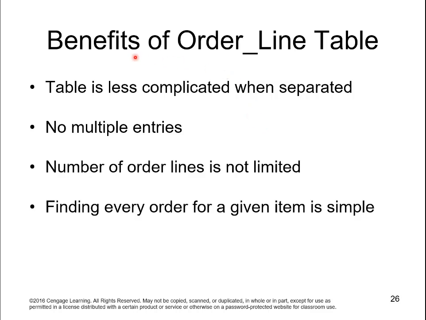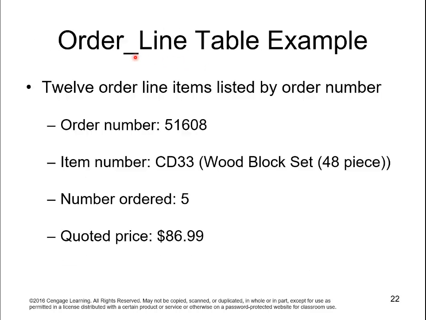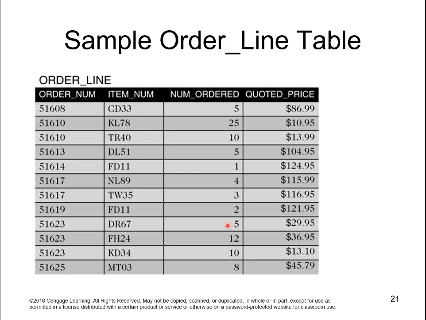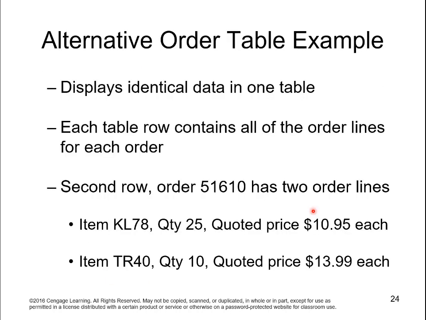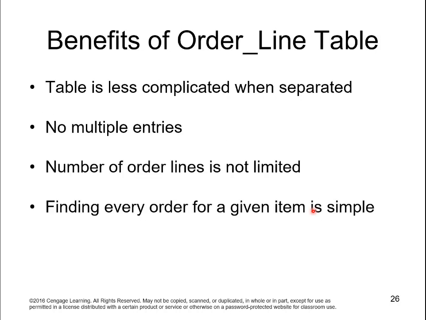Now, these are the benefits of that first order line table we looked at. Let's go way back to that, which is this one. There we go. The table is less complicated when separated. No multiple entries. The number of order lines is not limited. Finding every order for a given item is simple. That is exactly what the benefits of that table are.